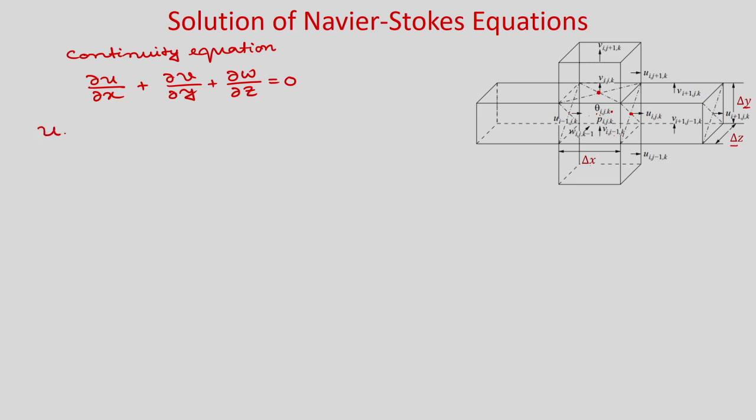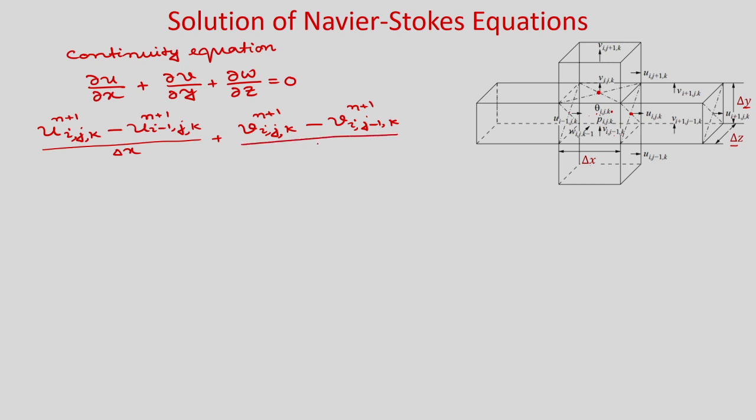Okay. So, now you write it as u I j k minus u I minus 1 j k, and we are satisfying obviously at current time level n plus 1, divided by delta x, plus v I j k at n plus 1 minus v I j minus 1 k at time level n plus 1 divided by delta y, plus you have w I j k at time level n plus 1 minus w I j k minus 1 at time level n plus 1 divided by delta z is equal to 0.